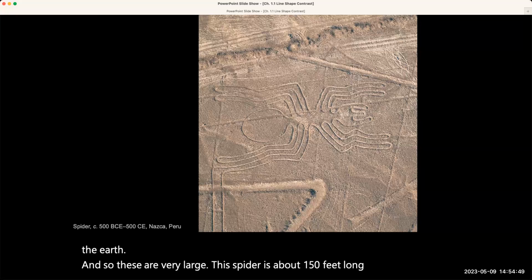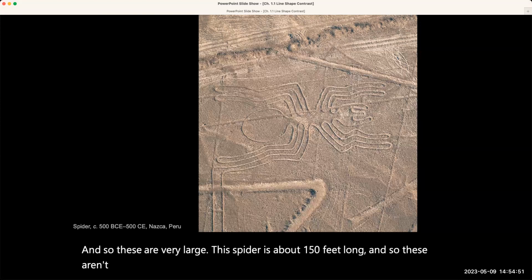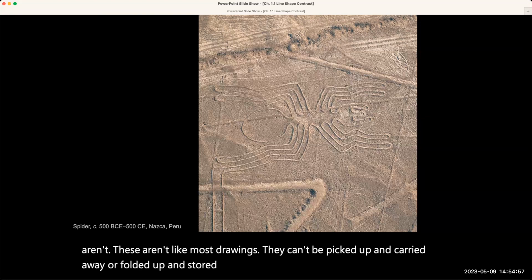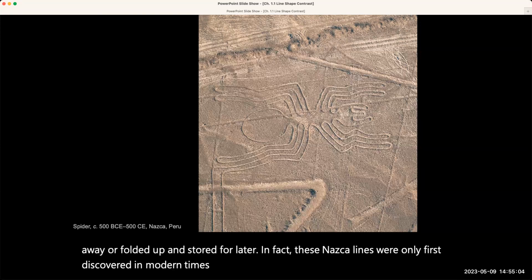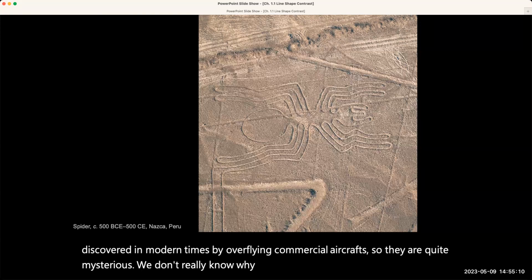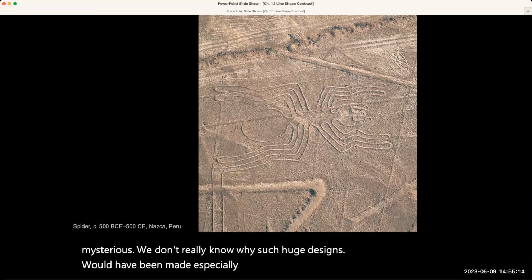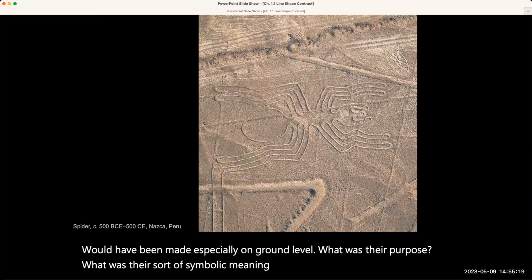And so these aren't like most drawings. They can't be picked up and carried away or folded up and stored for later. In fact, these Nazca lines were only first discovered in modern times by overflying commercial aircraft. So they are quite mysterious. We don't really know why such huge designs would have been made, especially on ground level. What was their purpose? What was their sort of symbolic meaning? We don't know for sure.